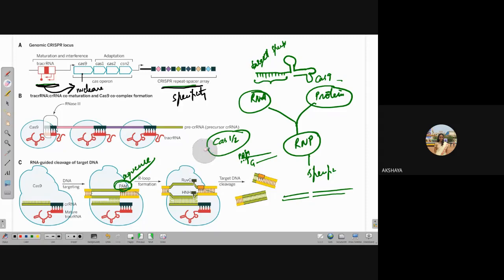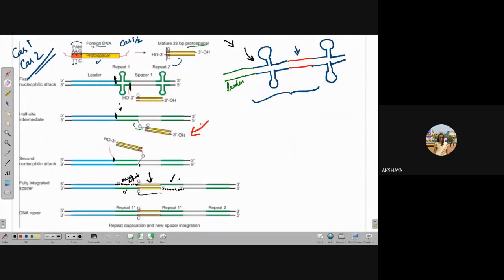Yes, sir. I had a doubt. Yes, please. So in the slide where you had shown the mature 33 base pair protospacer, it was shown that the spacer region is getting replenished, right? Is it being replenished, or is it just being cut and the viral DNA is being added over there?